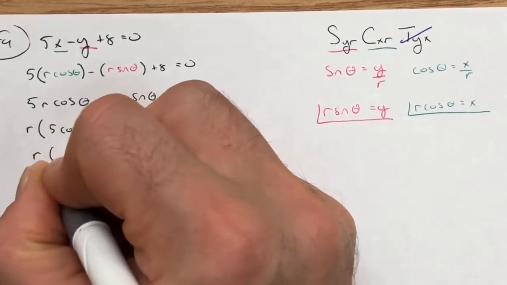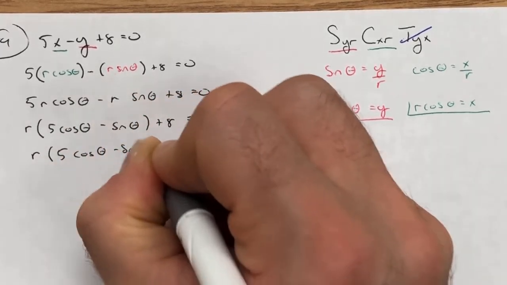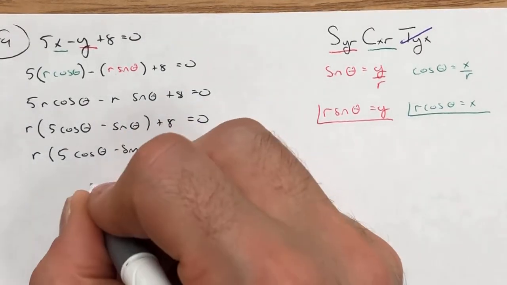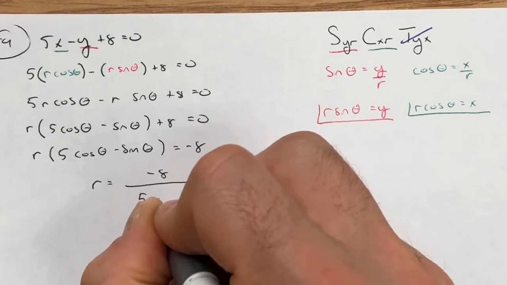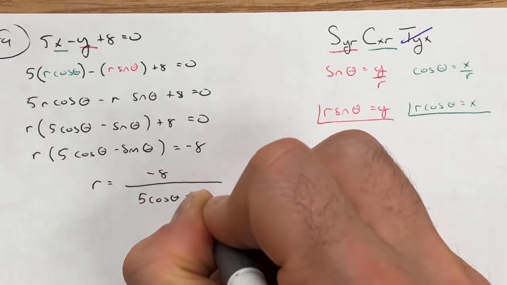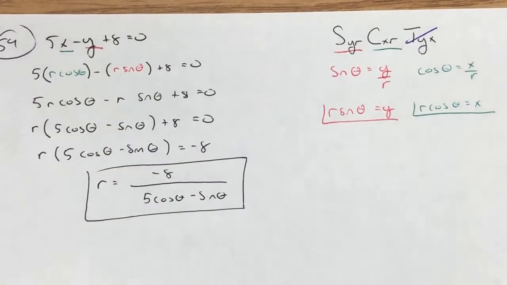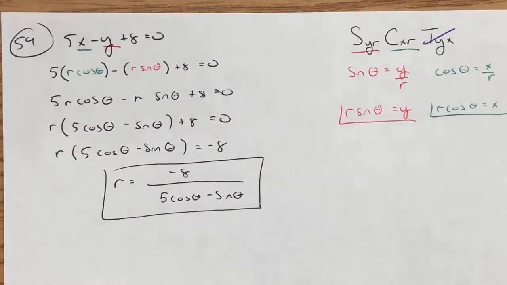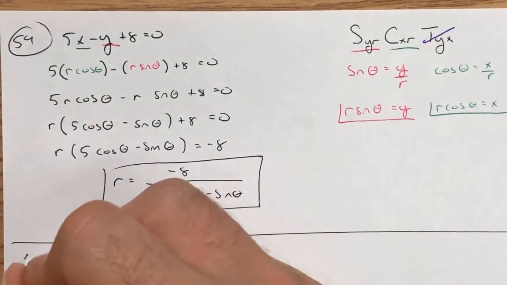So let's get rid of the 8. 5 cosine of theta minus sine of theta is equal to negative 8. And then we divide out the remainder. So r is negative 8 divided by 5 cosine of theta minus sine of theta. And that is a standard polar form. The r is isolated. I don't have a single x nor y because I replaced all of them. Awesome. So that's number 59. Let's take a look at number 60.